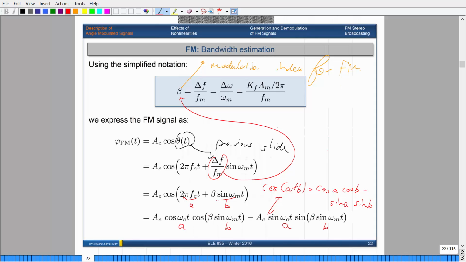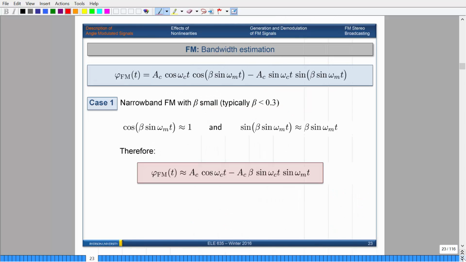And remember, this is for a single tone message signal. So that means that the message signal is just a cosine wave, and the height doesn't change over time. Okay, we're going to do a little bit more trigonometry here. This is what we have after we do all the substitutions. Once you break up the cosine into a product of cos and sine, we're going to take a look at varying cases.